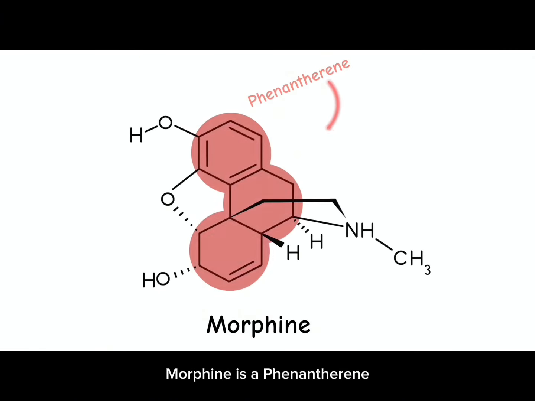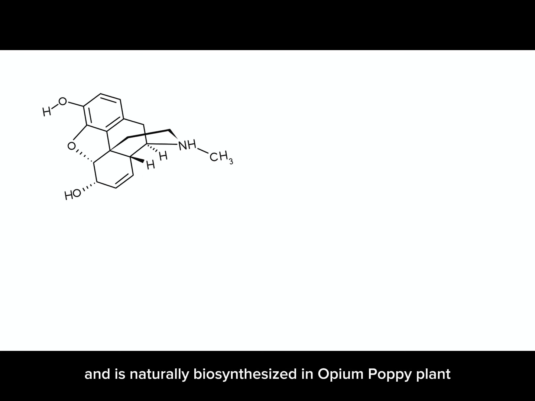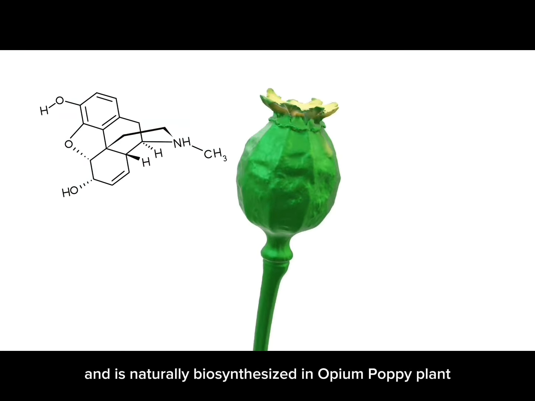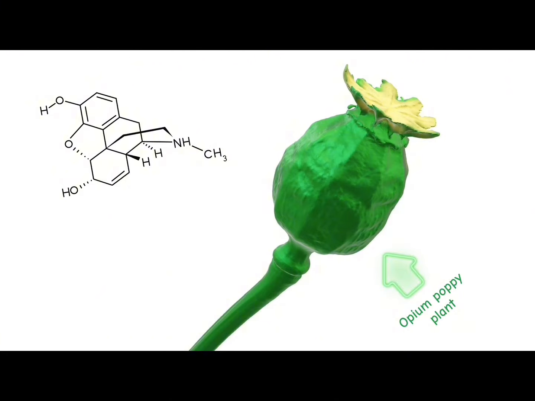Now let's talk about the prototype of narcotic analgesics, morphine. Morphine is a phenanthrene and is naturally biosynthesized in the opium poppy plant and has a very significant structure that is widely known as the morphine rule.